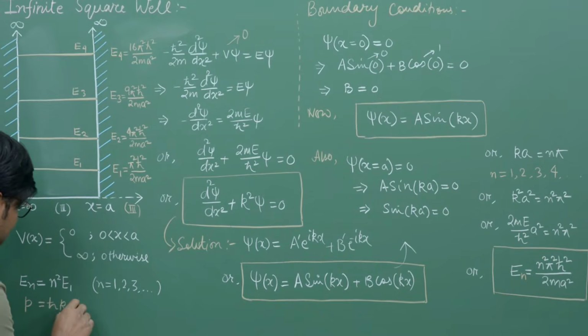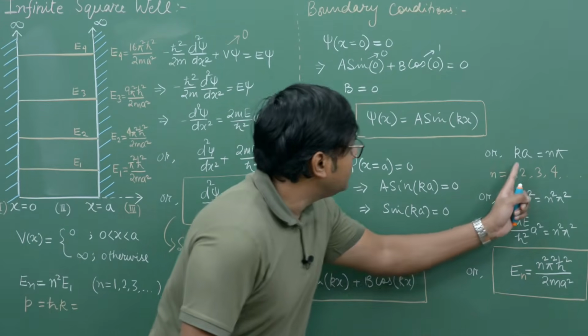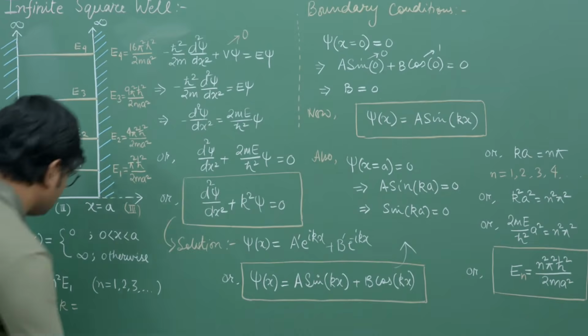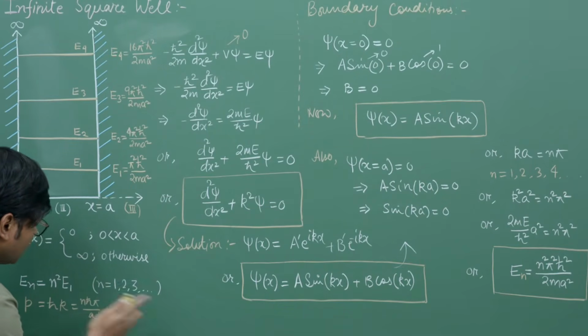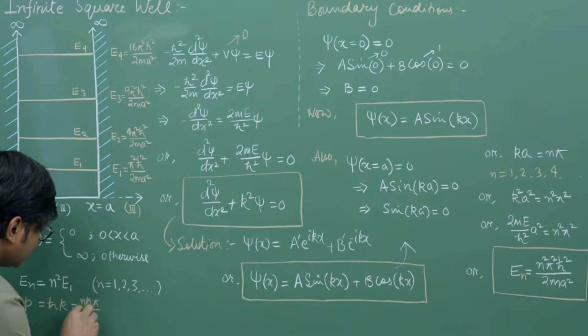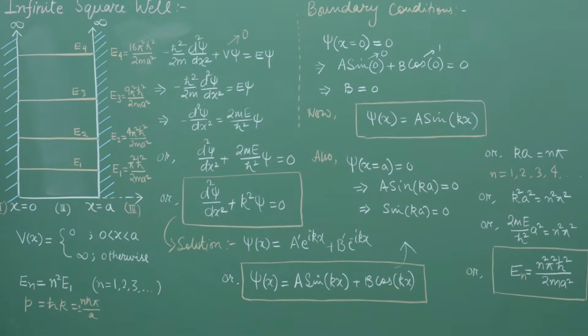Because that's what momentum is. And k is equal to n pi upon a. So I should have h cross n pi upon a, for particles going forward or backward, I will have a plus minus sign here. Alright, so these are the momentum associated with these energy levels.